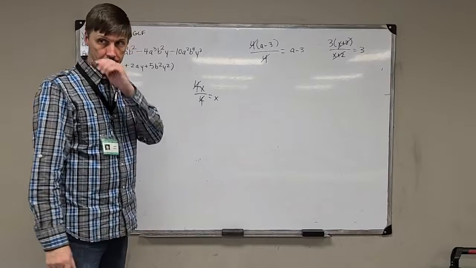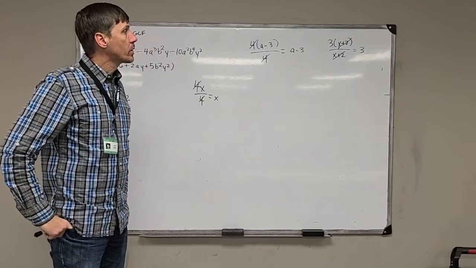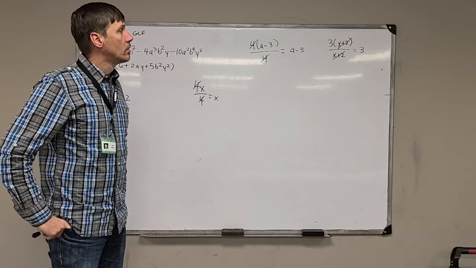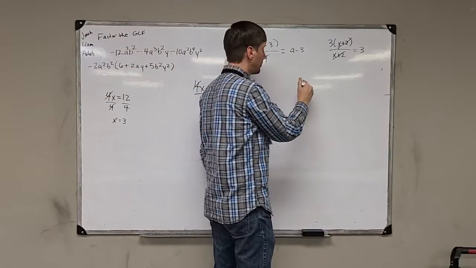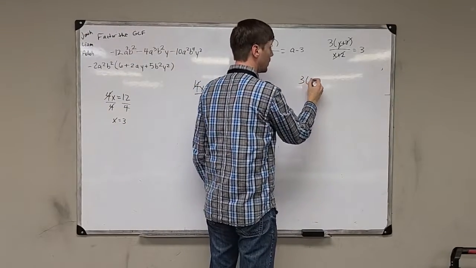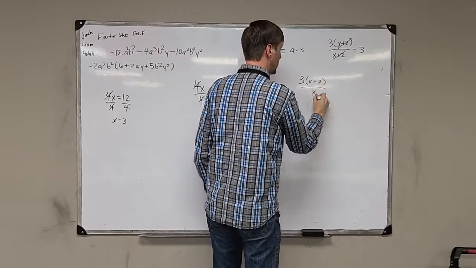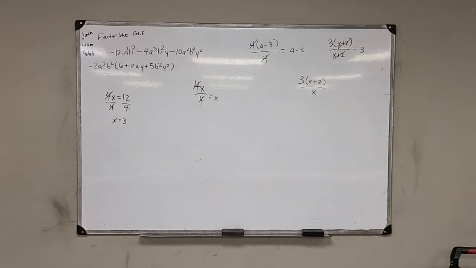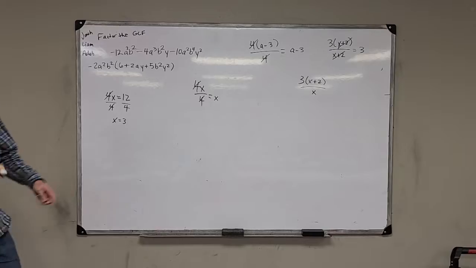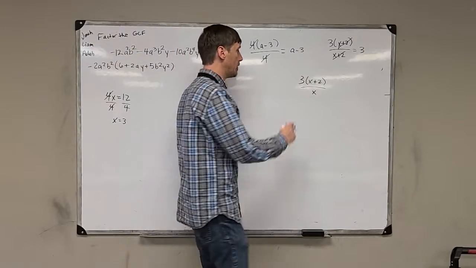Yep. If it was in parentheses, like say you just had 3 times x plus 2 in parentheses, and you only had x at the bottom, could you still cross out x? So what do we have on top? 3, and x plus 2 with the parentheses? Yes. Okay, so we have 3 times x plus 2, and on the bottom we just have x. We can't cancel, because we can only cancel if whatever we have on the bottom is multiplied by everything that's on the top. So we would have to have something like this.